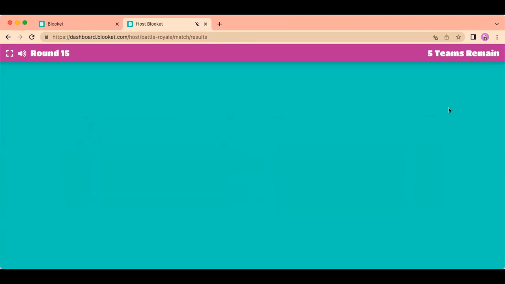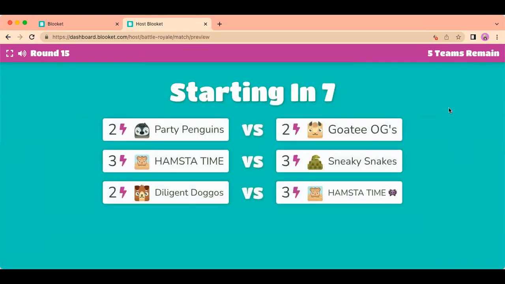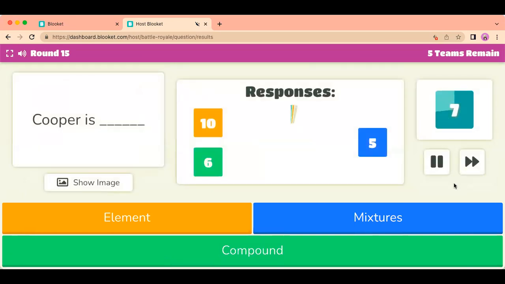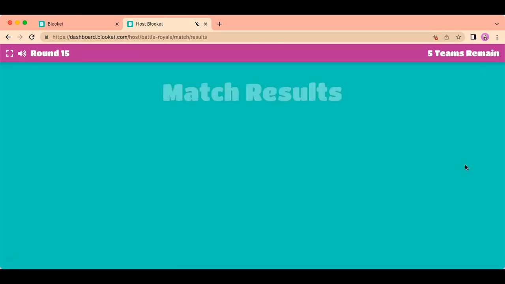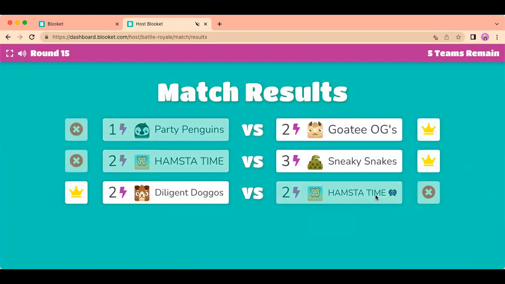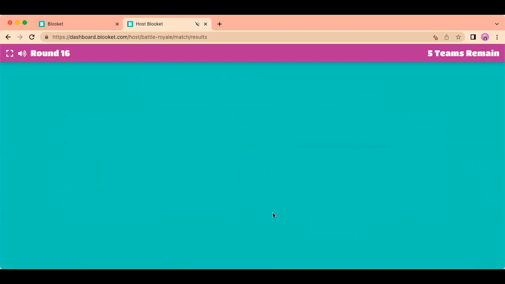All right. Well, we still have 5 teams left. Copper is a what? 3, 2, 1, and stop. Let's see, has anyone been eliminated? Oh no! Oh yes, someone just became 1. The penguins are next to be in danger.